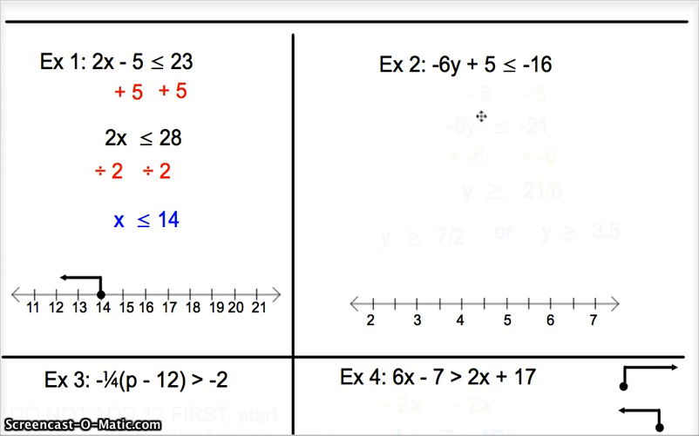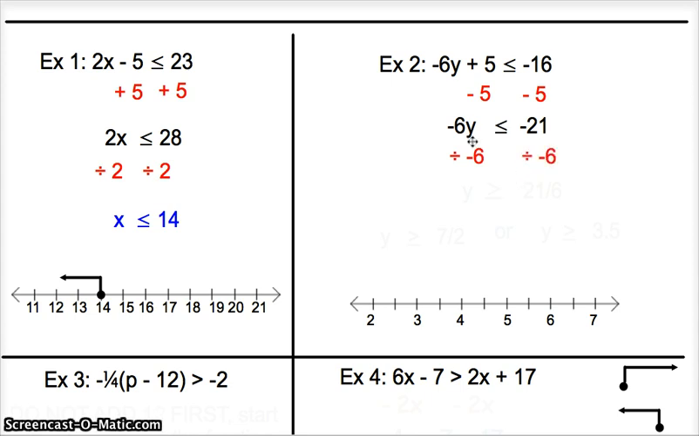Okay, let's try example 2. I want to solve negative 6y plus 5 is less than or equal to negative 16. First off, let's undo addition by subtracting. So take away 5 from both sides. I'm left with negative 6y is less than or equal to negative 21. My next step, I'm going to divide by negative 6. So we're dividing both sides by negative 6.